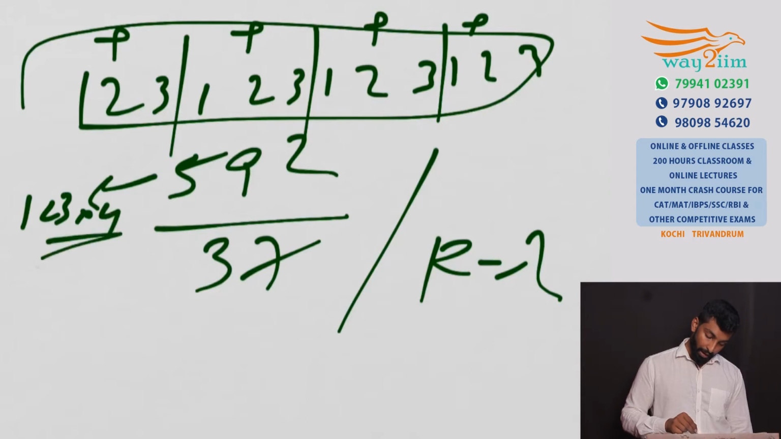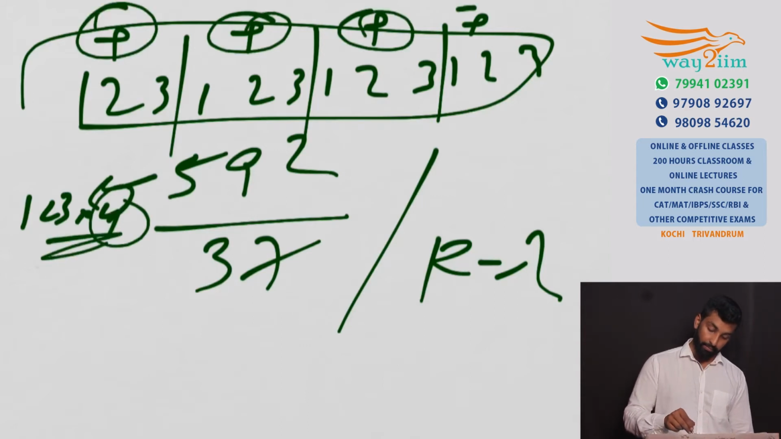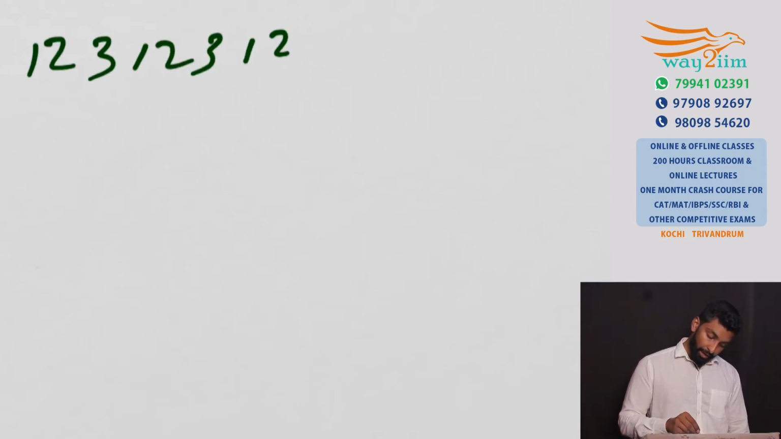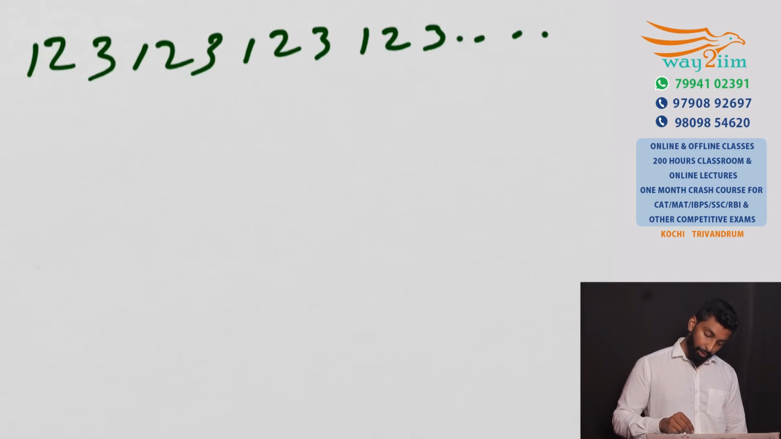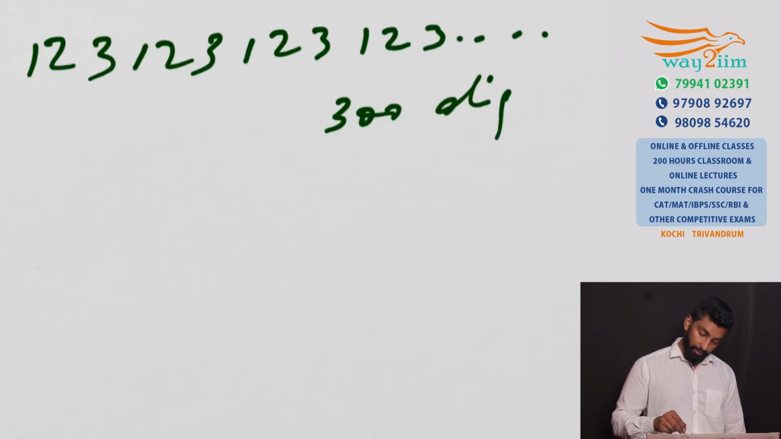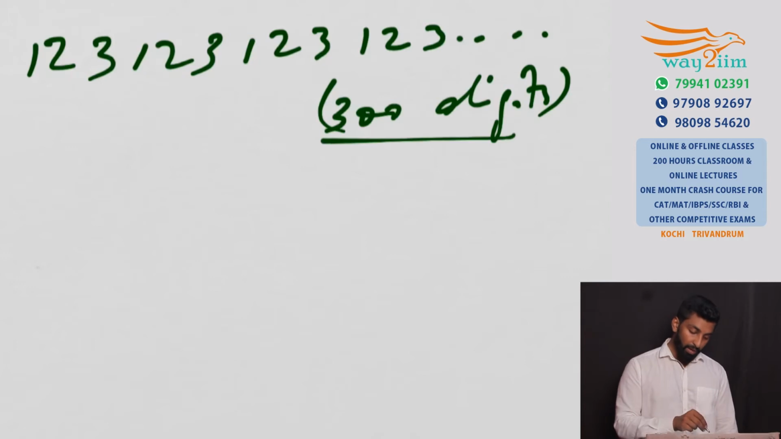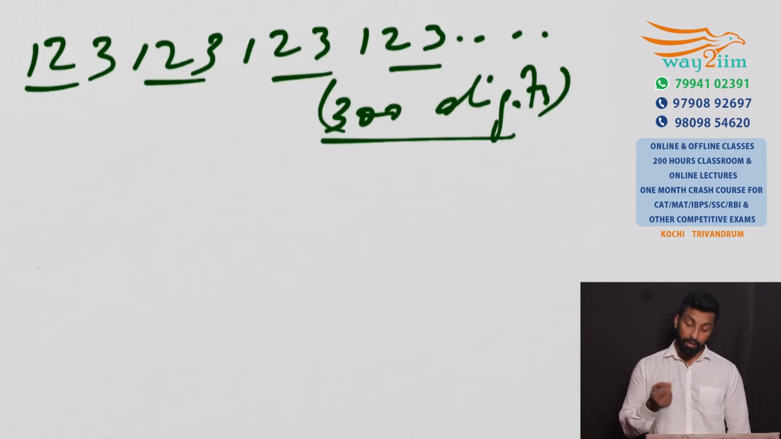123 into 4. Why this 4? Because 4 pluses are there. Okay, let me take a question with that. I can explain everything. 1, 2, 3, 1, 2, 3, 1, 2, 3, 1, 2, 3 up to 300 digits. Okay, so you have 300 digits, which means how many 1, 2, 3s? You have 100 1, 2, 3s. 100 such groups, that means total 300 digits.